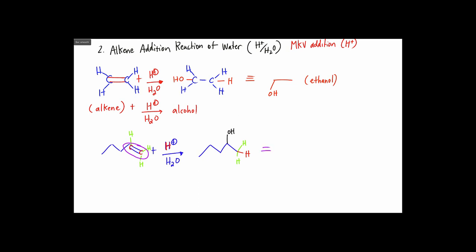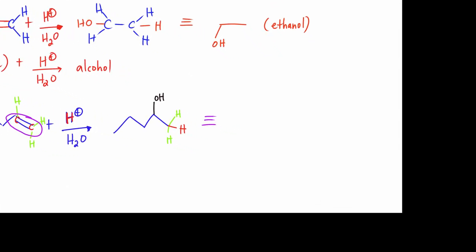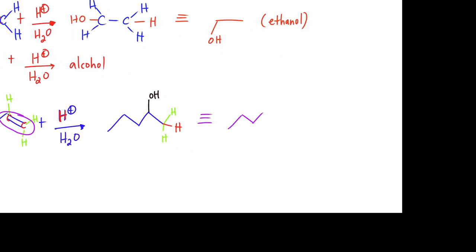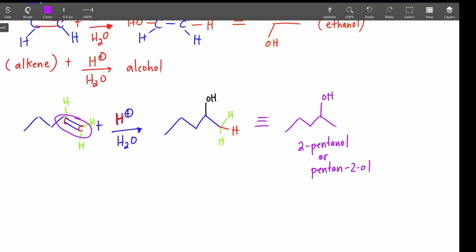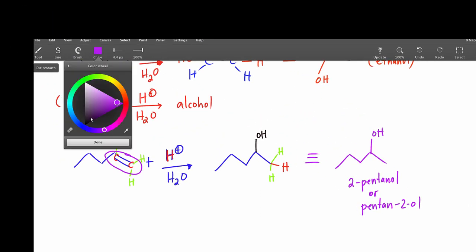So this structure is the same as 1, 2, 3, 4, 5, OH. So this is 2-pentanol, or pentan-2-ol. All right, make one more note about this reaction.